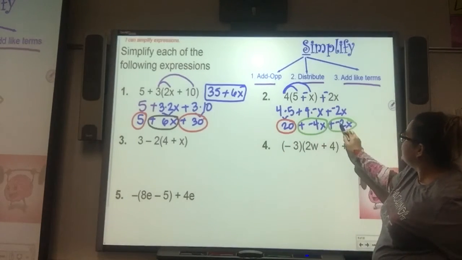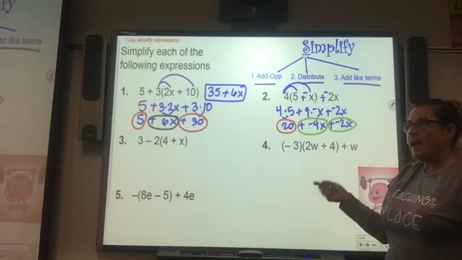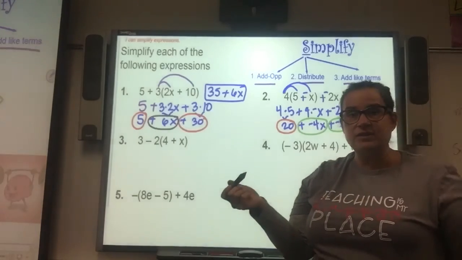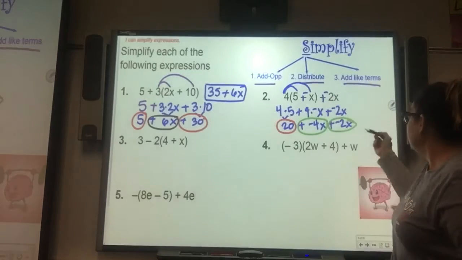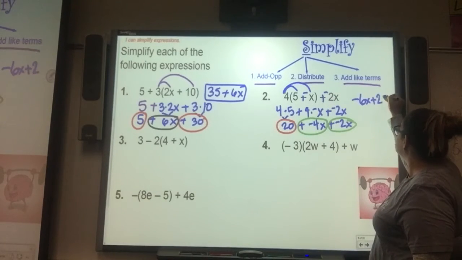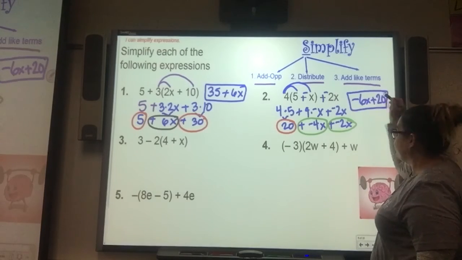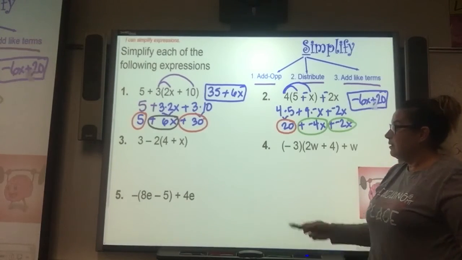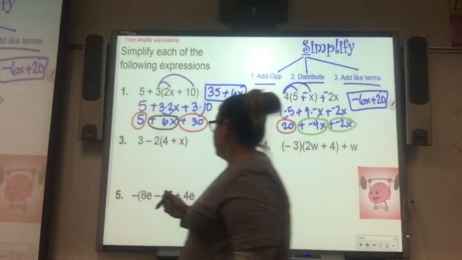Negative 4 plus negative 2, when you add two negatives together, the answer stays negative. So negative 6x plus 20. Here we go, next one.